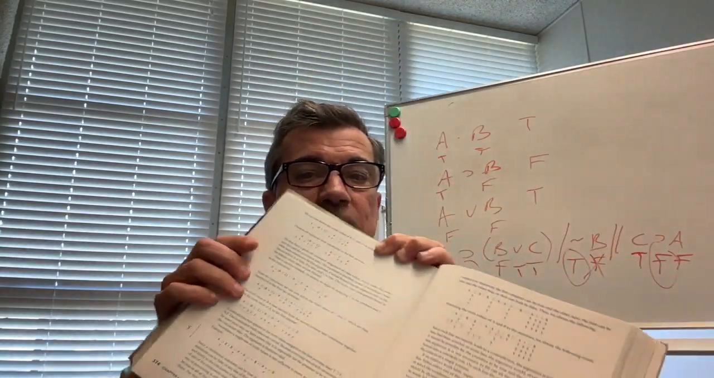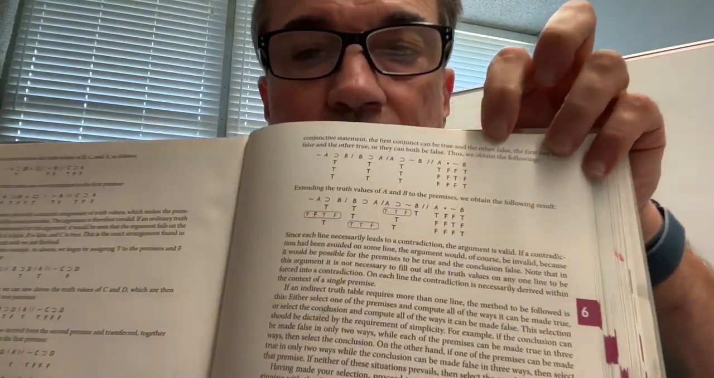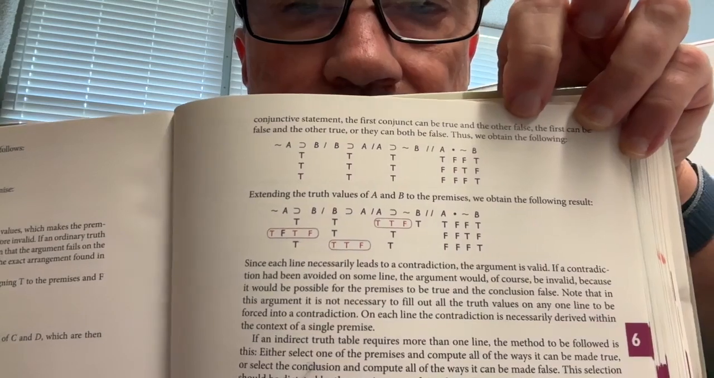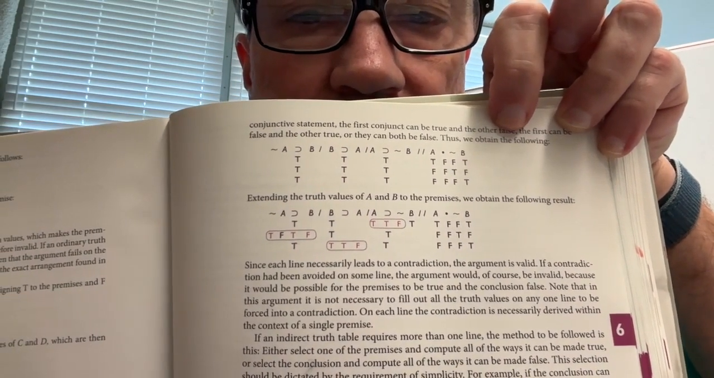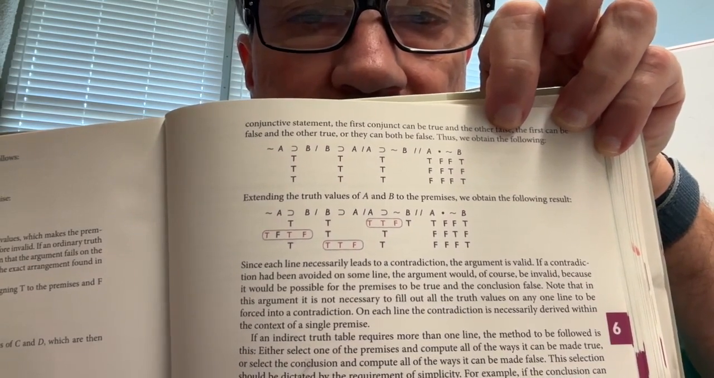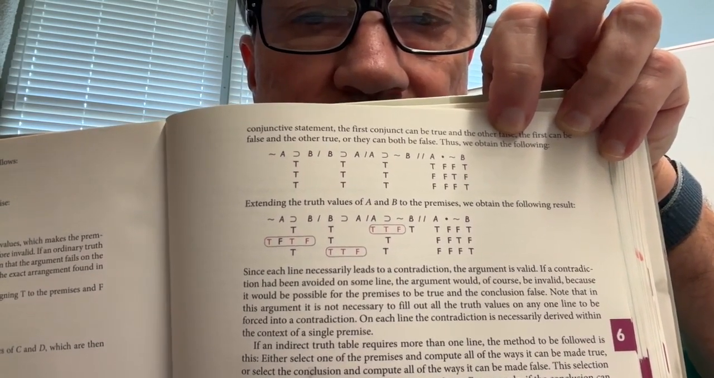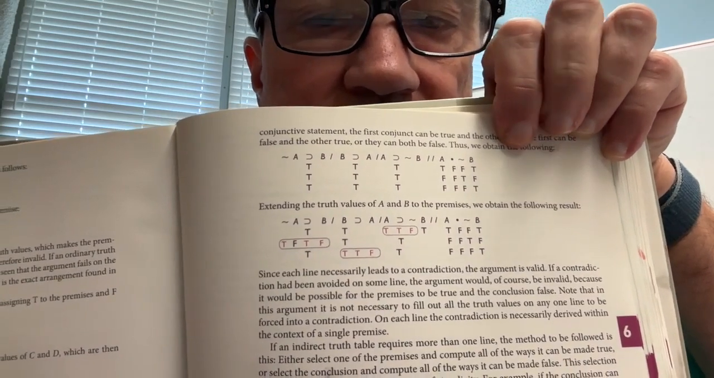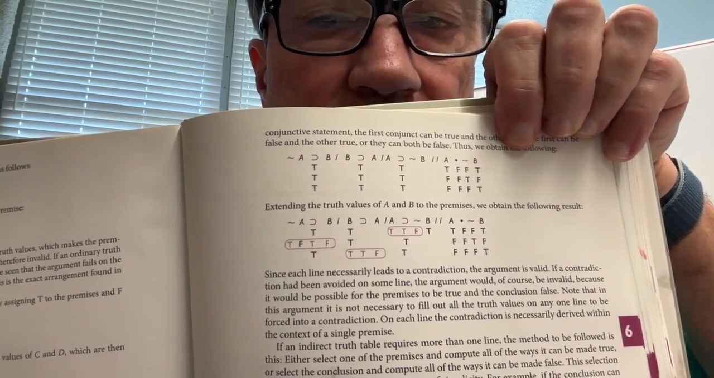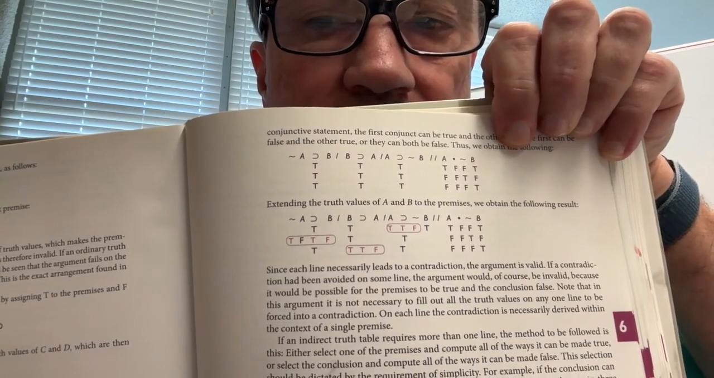B implies A. A implies not B. And the conclusion: A and not B. So basically, this is the proof that we're looking at. This is the argument: not A implies B, B implies A implies not B, and A conjunction not B. So as you can see, under A and not B, we want to make that false.